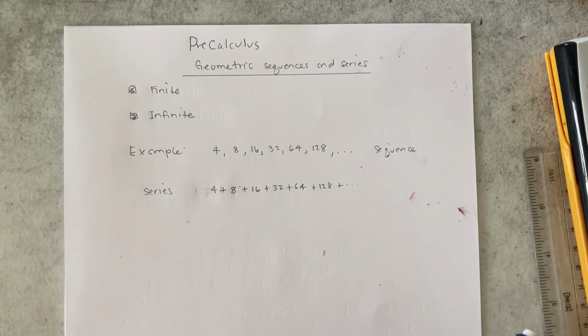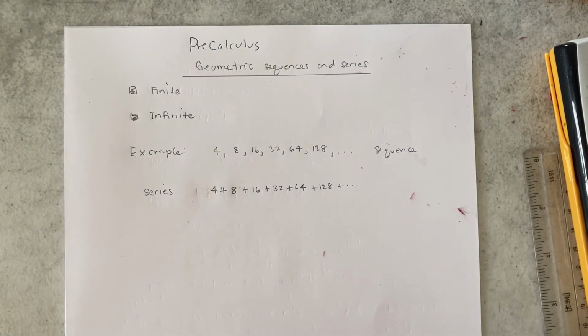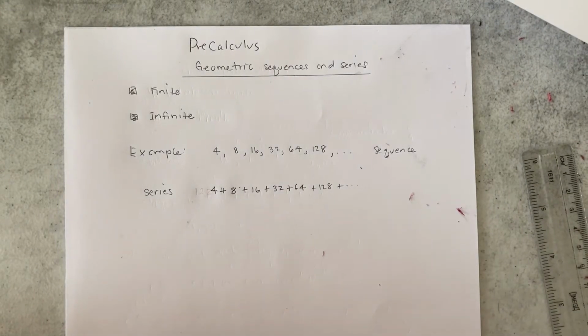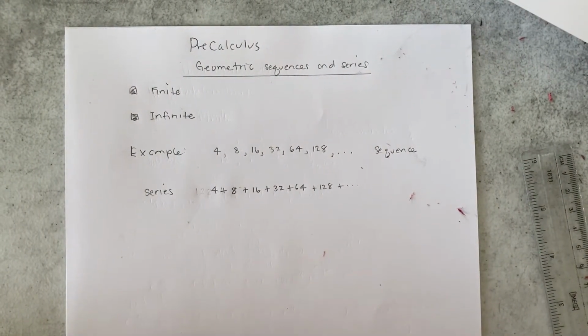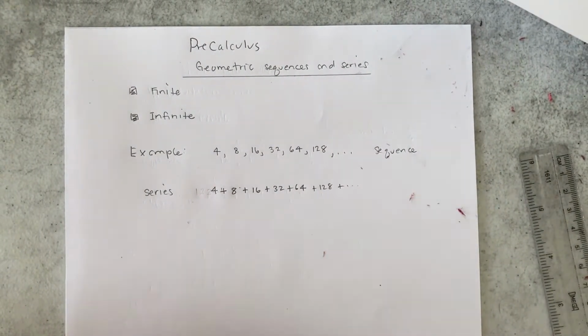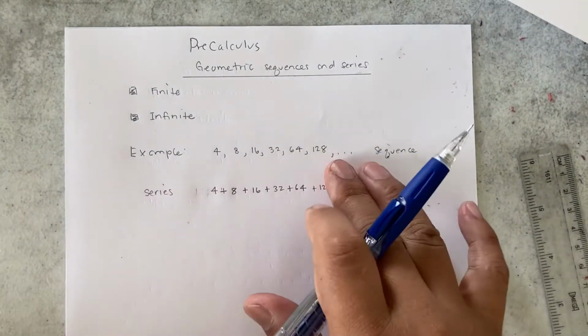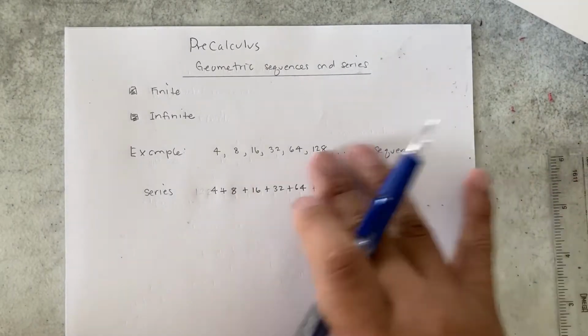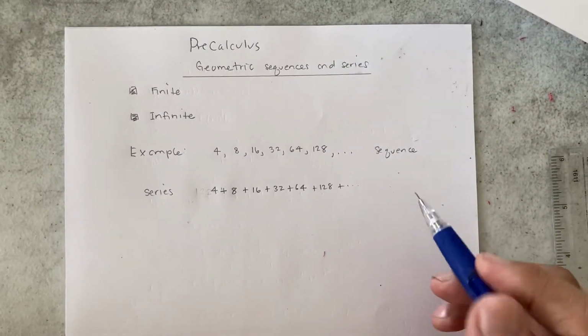Today we're looking at geometric sequence and series. We're going to look at the derivation of the finite sequence and series. Okay, so I'll give an example here first. What is a sequence? A sequence is a list of numbers, an array of numbers, and geometric has a common ratio.